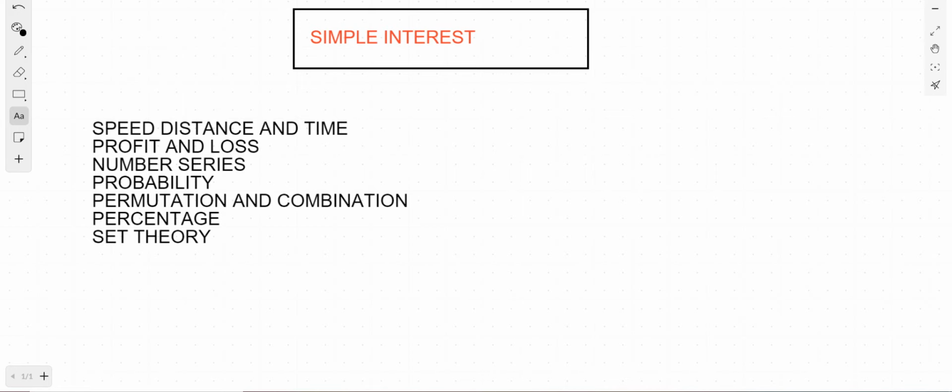Before moving on to the topic, let me tell you about the topics we have covered so far. We have completed speed, distance and time, profit and loss, number series, probability, permutation and combination, percentage and set theory. The last topic was percentage and I gave a homework problem in the last part. So let us first solve that homework problem before moving on to simple interest.